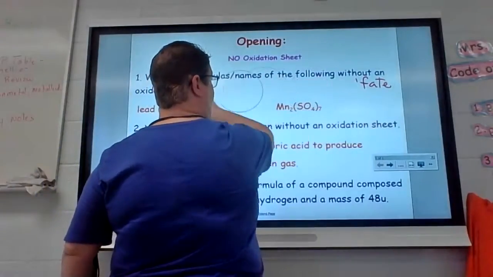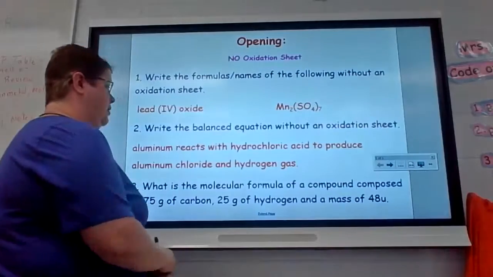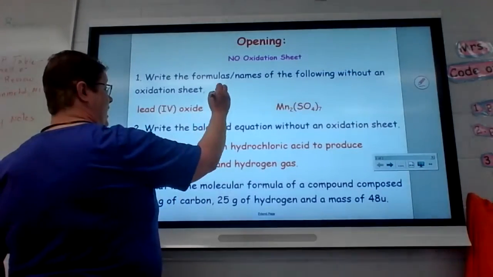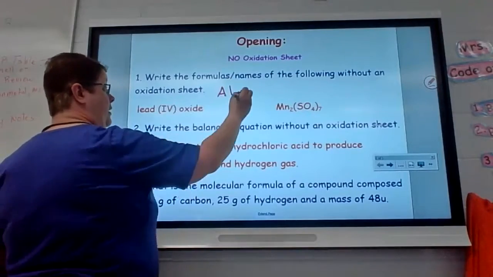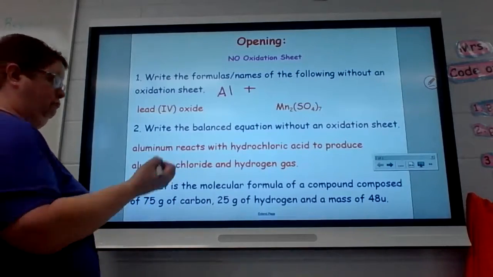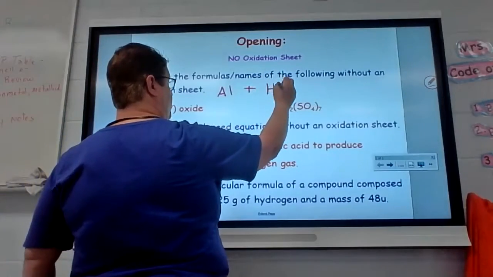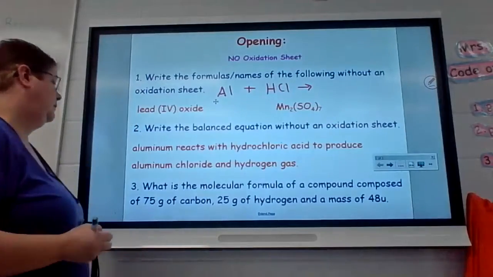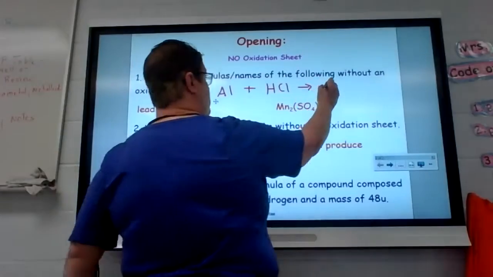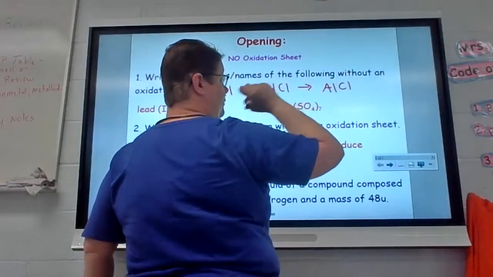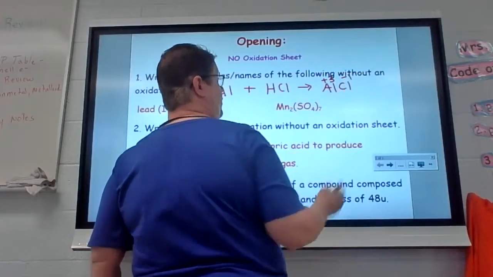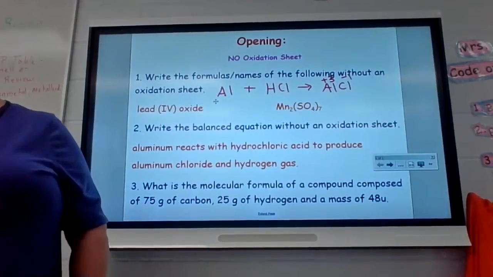Now, the next one, write the equation. I gave you an easy equation. Aluminum. How do you write aluminum? Is it diatomic? No. You don't put anything on it. Plus hydrochloric acid. How do you write hydrochloric acid? HCl. Yields. How do you write aluminum chloride? AlCl. All right, it's a compound. What do we got to do to it? We got to crisscross, right? Plus 3, minus 1. Where'd those numbers come from?